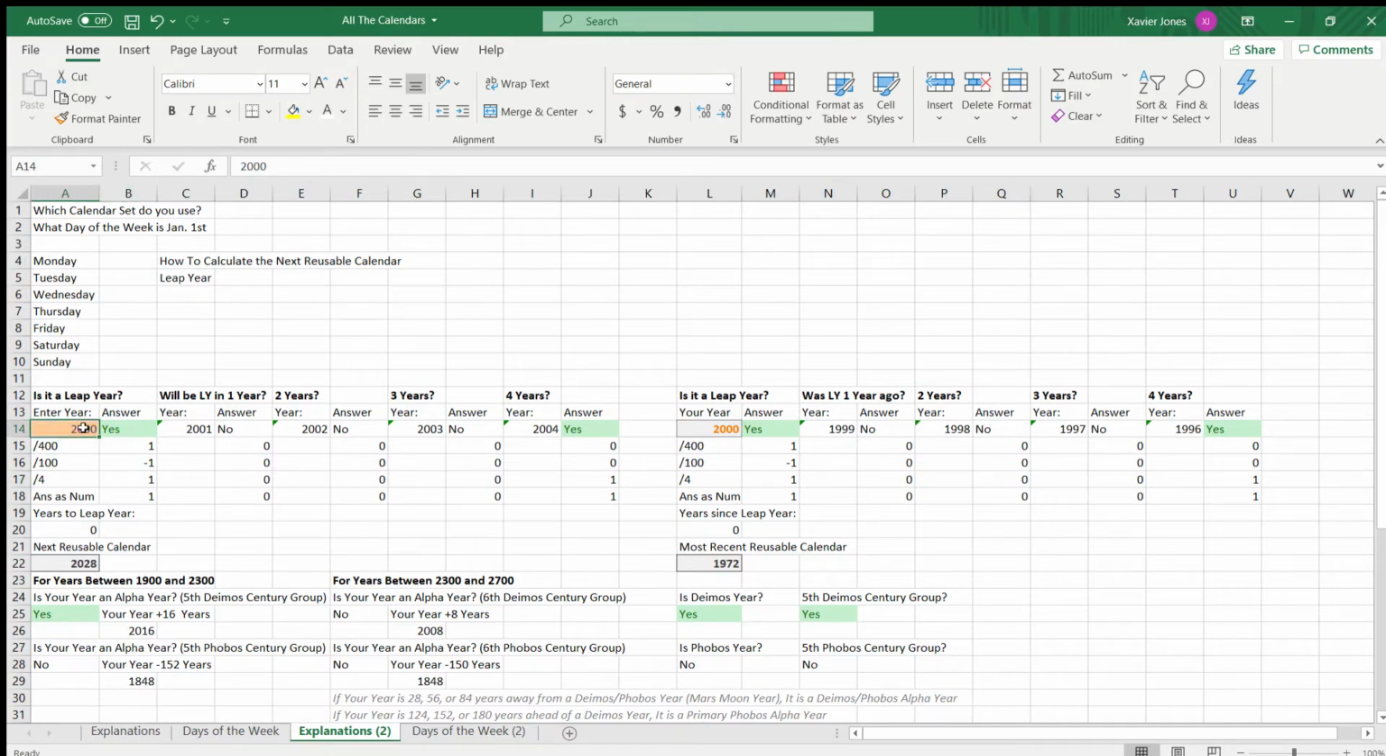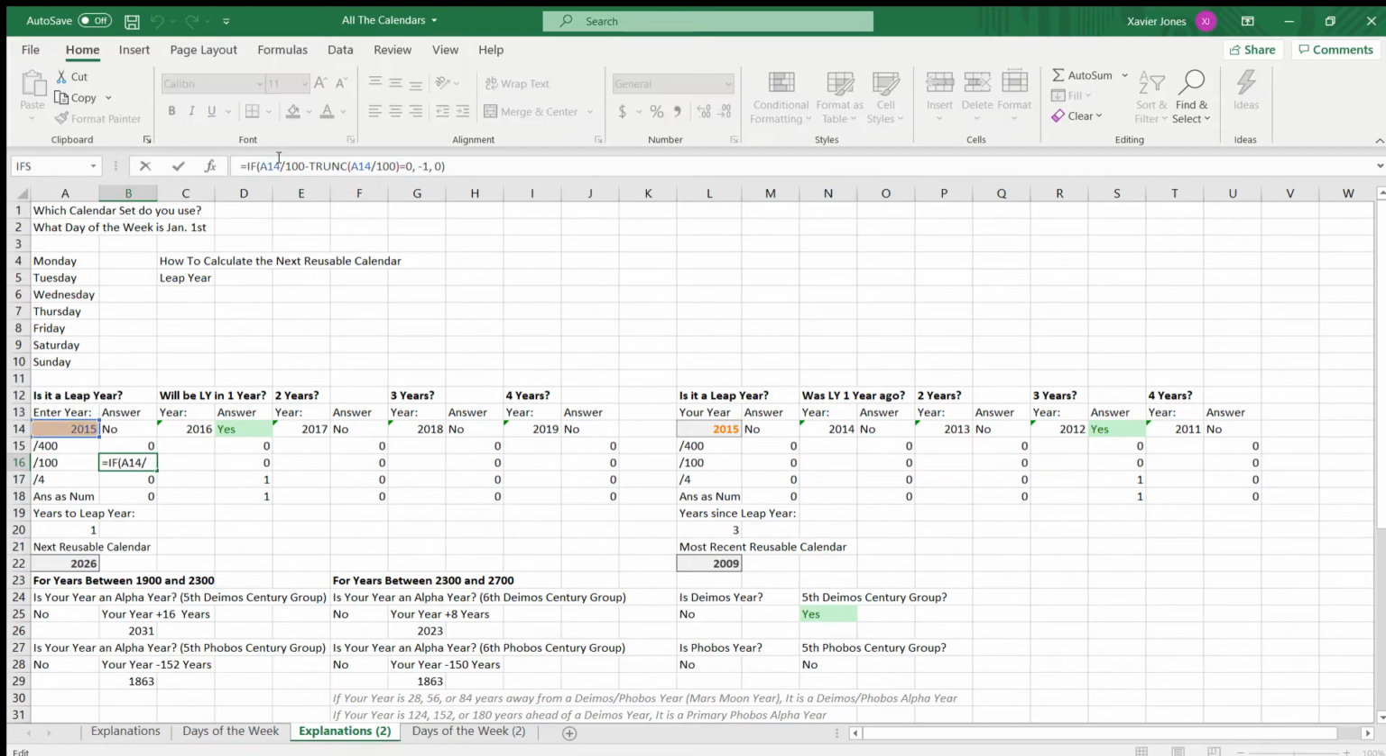So, for example, if we do the year 2016, we can see right here that indeed, yes, it is 1. The value is 1. It is indeed divisible by 4. If we do a year that is not divisible by 4, like 2015, we can see that this value is indeed not 1.